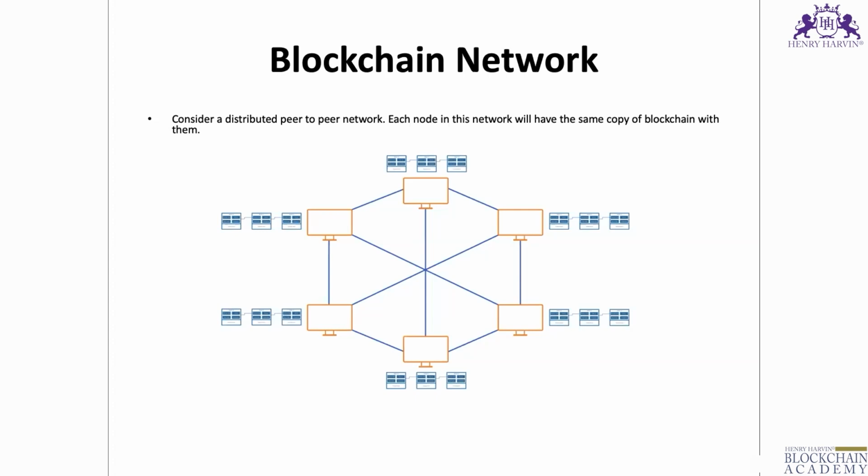In proof of burn, the node that burns the maximum number of tokens is chosen. Burning means just simply throwing it away. If I have some money, I just throw it away, something like that. The node that burns the maximum number of tokens will be elected as the miner node.